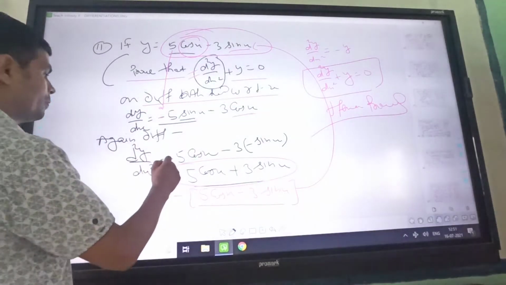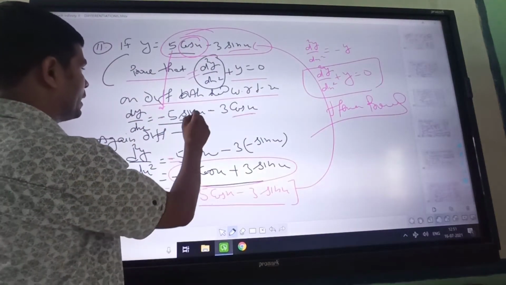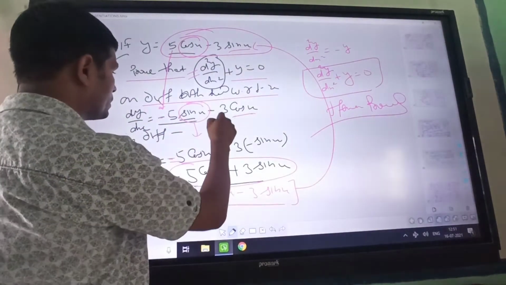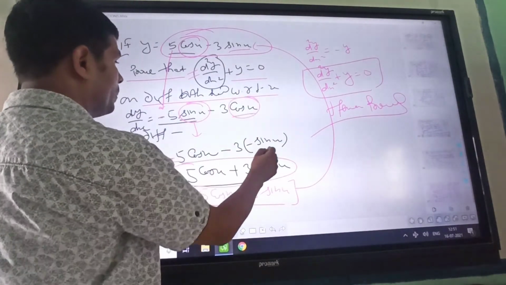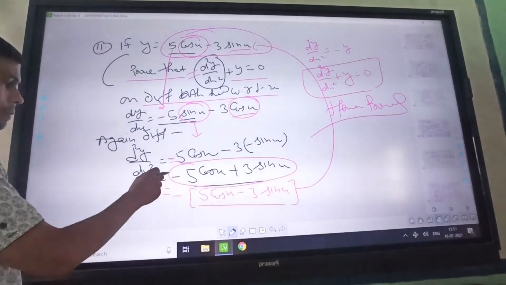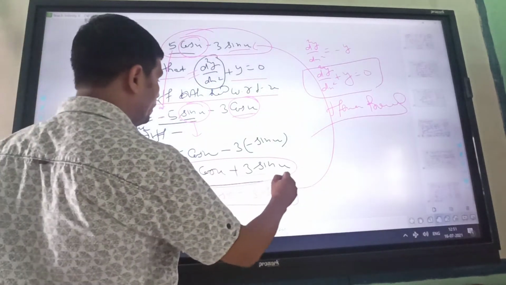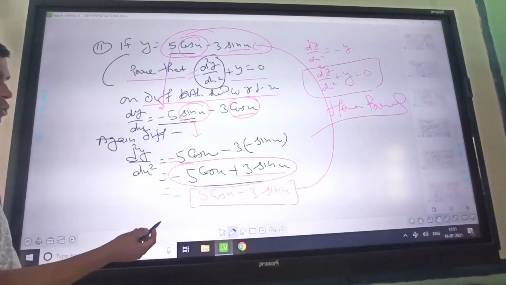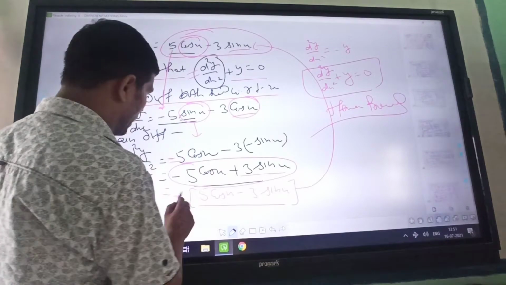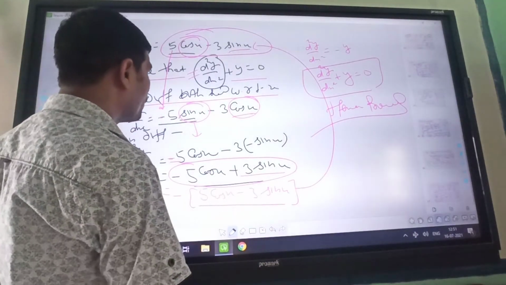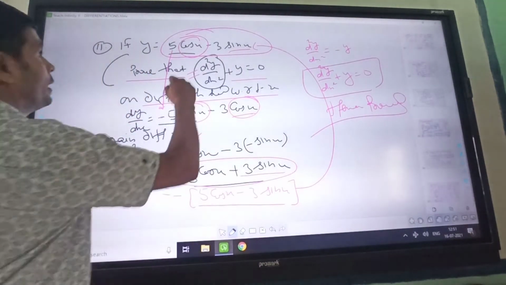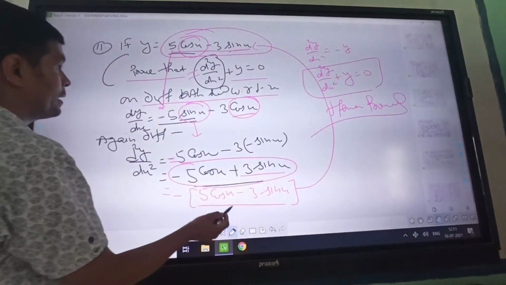So minus 5 will remain as it is, derivative of sin x will be cos x, minus cos x derivative will be minus sin x. After multiplying, this gives me minus 5 cos x plus 3 sin x. Taking minus common, this gives us minus (5 cos x minus 3 sin x). So you can compare here, 5 cos x minus 3 sin x is equal to y.